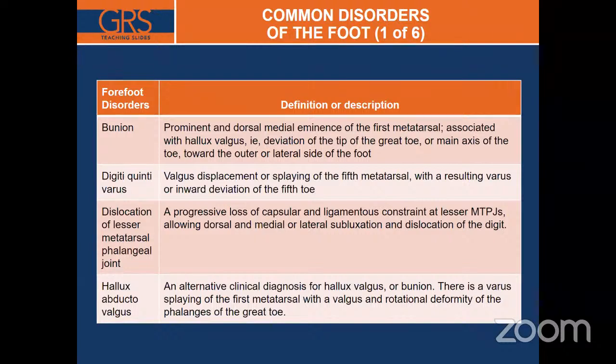Dislocation of the lesser metatarsophalangeal joint is quite obvious. It's a progressive loss of capsular and ligamentous constraint of the lesser metatarsophalangeal joint. It allows dorsal, medial, or lateral subluxation and dislocation of the digit.